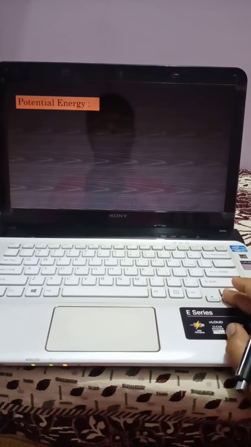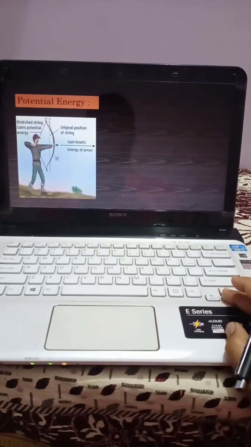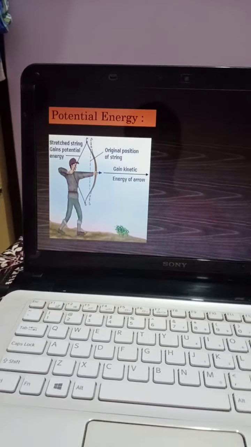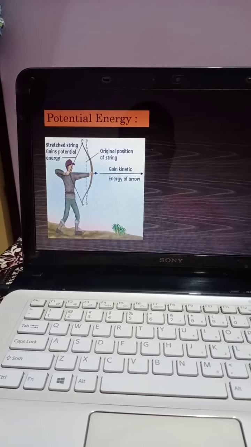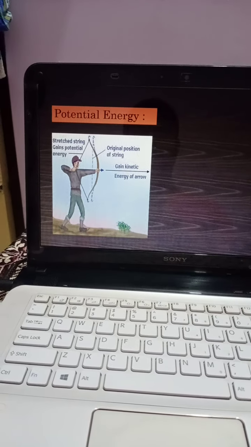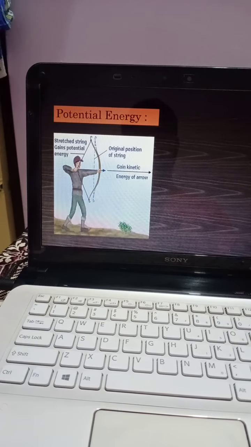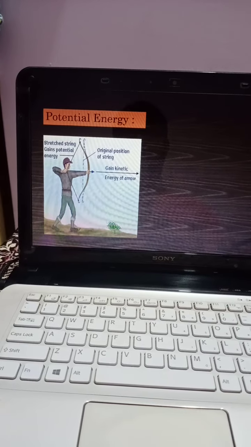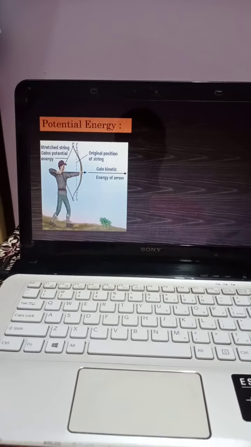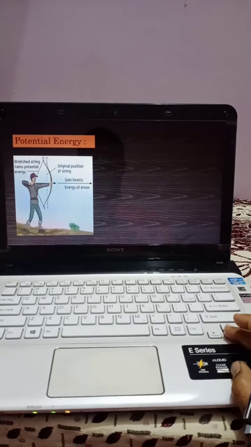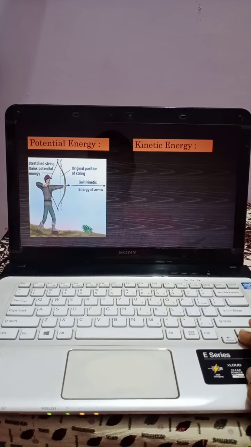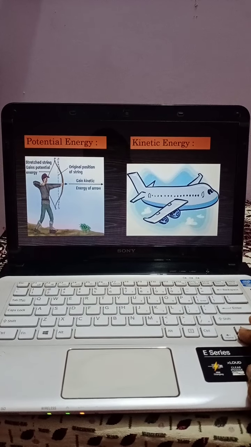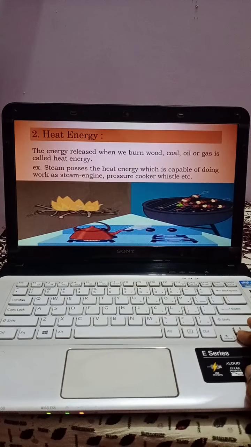Here we are going to see the first diagram of potential energy. In this diagram, a man is stretching an arrow. While stretching, the position of the arrow is changed, thus potential energy is gained by the arrow, and when the arrow is released, it will convert its potential energy to kinetic energy. The next example is about kinetic energy. An aeroplane is in motion, and motion represents kinetic energy.